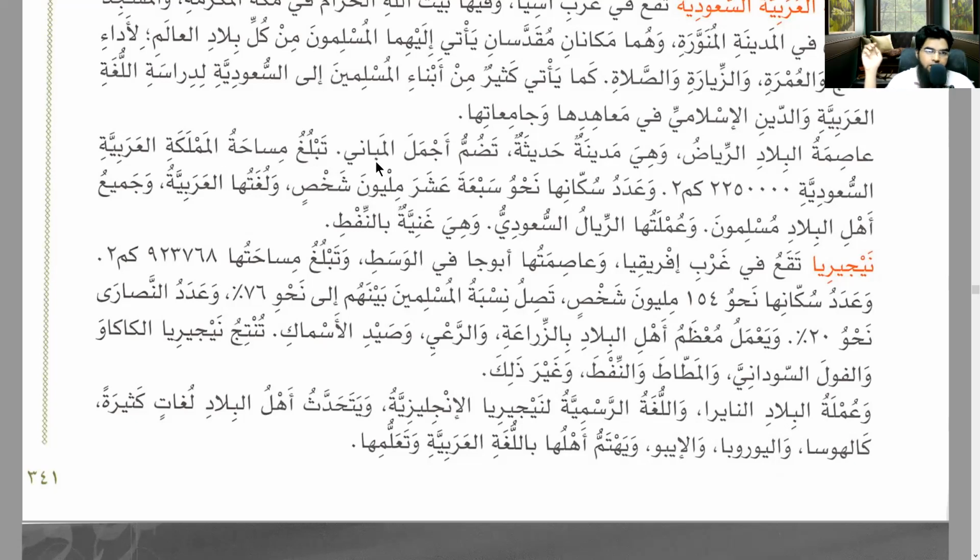Mabna is building singular, plural is mabani. Tadummu, what does it contain? It's mansub because of the object. It contains what? It contains the most beautiful buildings. Tablughu misahatu, its area. Misaha is area, reaches. Balagha yablughu, to reach. Tablughu misahatul mamlakatil arabiyyah as-Saudiyya, the area of the Kingdom of Saudi Arabia reaches how many?